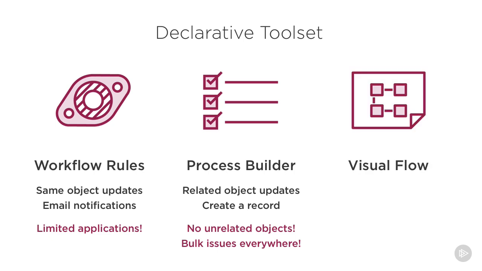The final tool available to admins is the visual flow. I have a ton of respect for this tool, and in my opinion, it's vastly underrated. There's a reason why. Visual flow is kind of like drag and drop coding. You build coding like logic without having to know coding syntax. This gives you the ability to do unrelated object updates and use cool things like variables and loops.